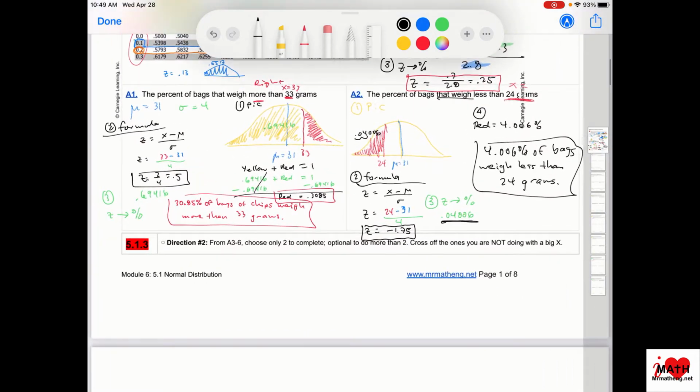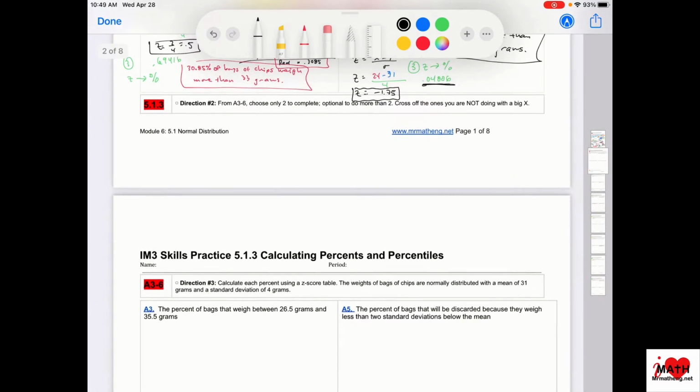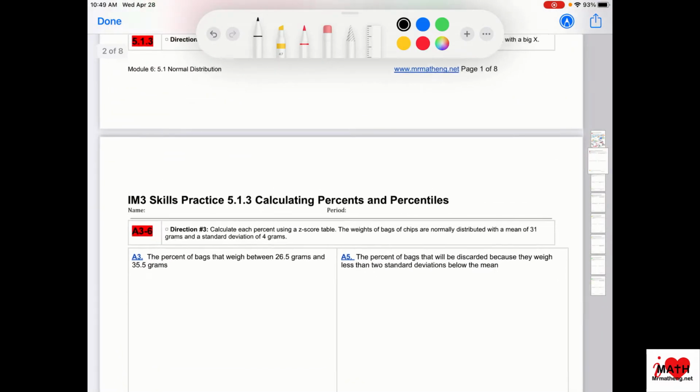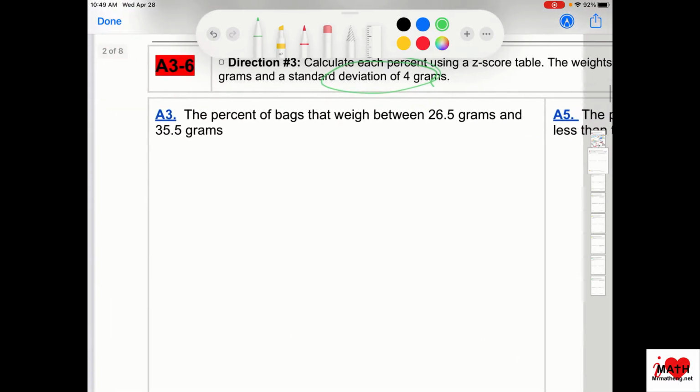Okay, let's go ahead and move on to now A3. A3, we're going to use the same numbers. Mean is 31 and standard deviation is 4. Okay, for A3, we have to do a couple of things, but let's draw a picture. And I'm going to draw a couple of pictures here, but one for now is fine.